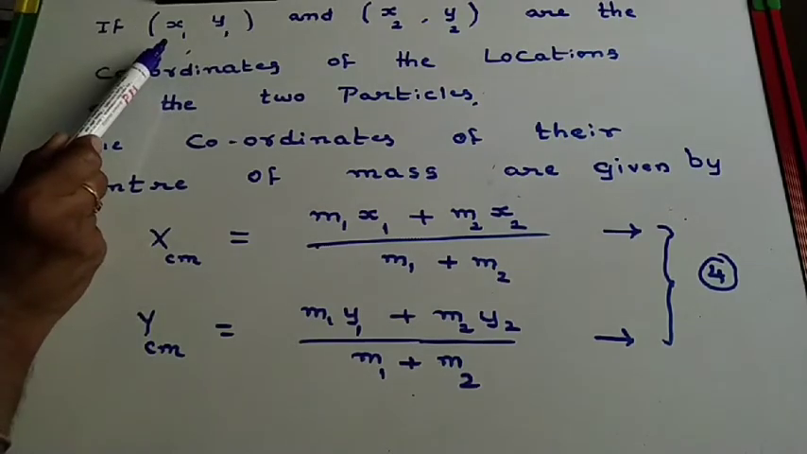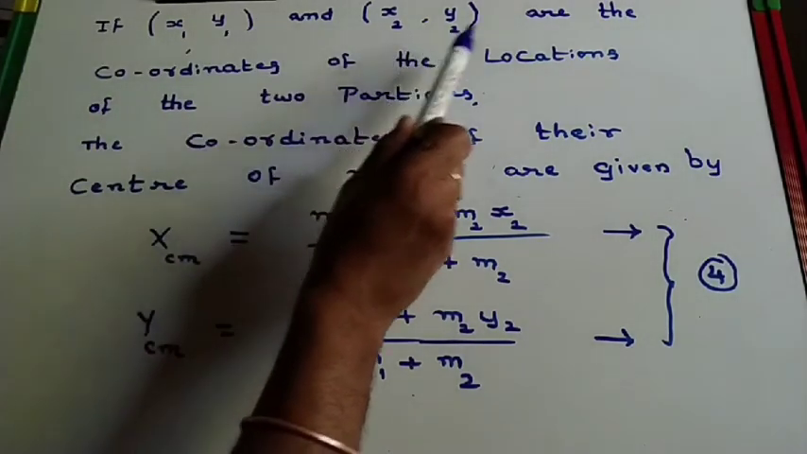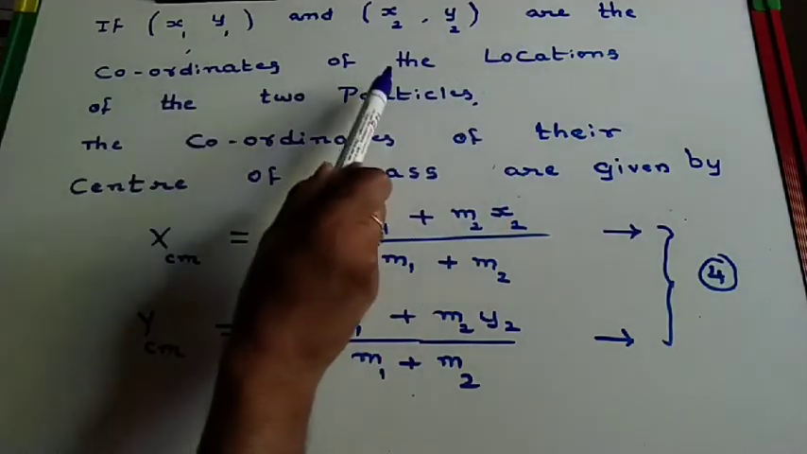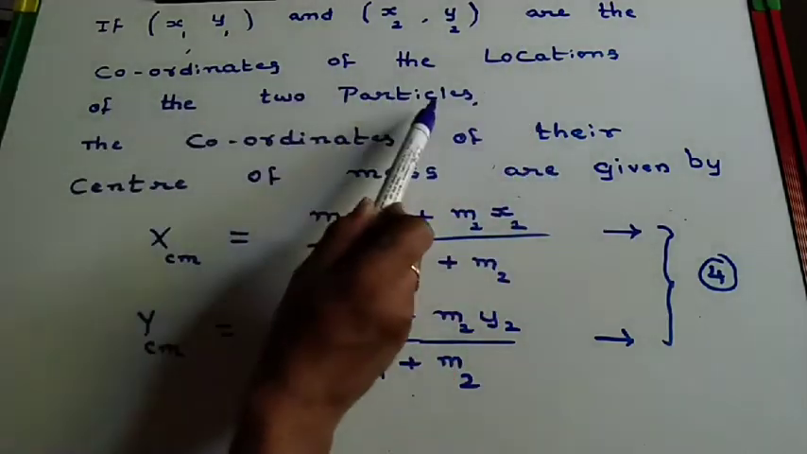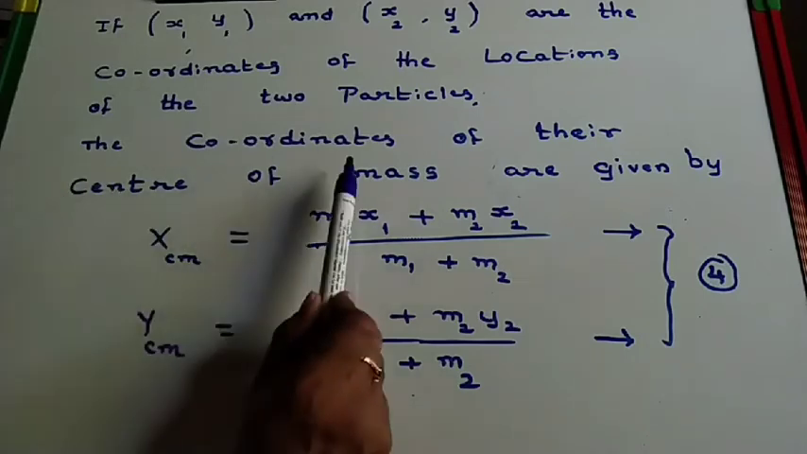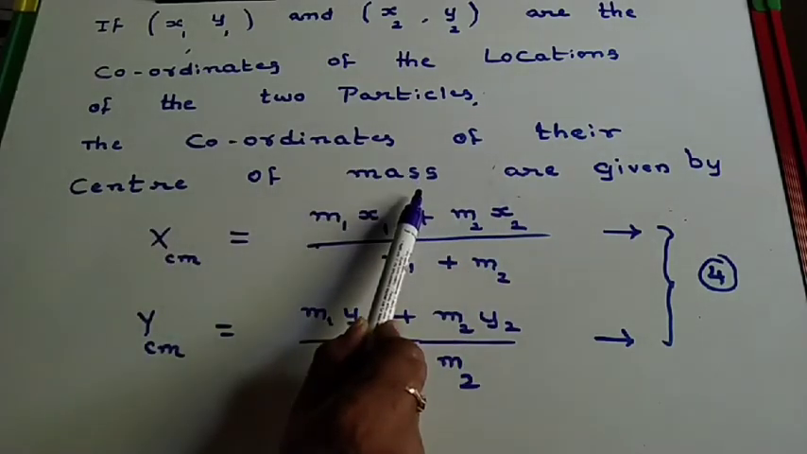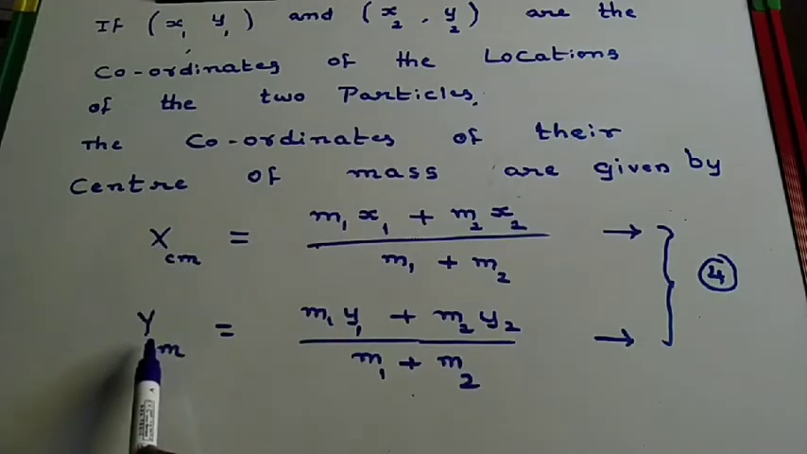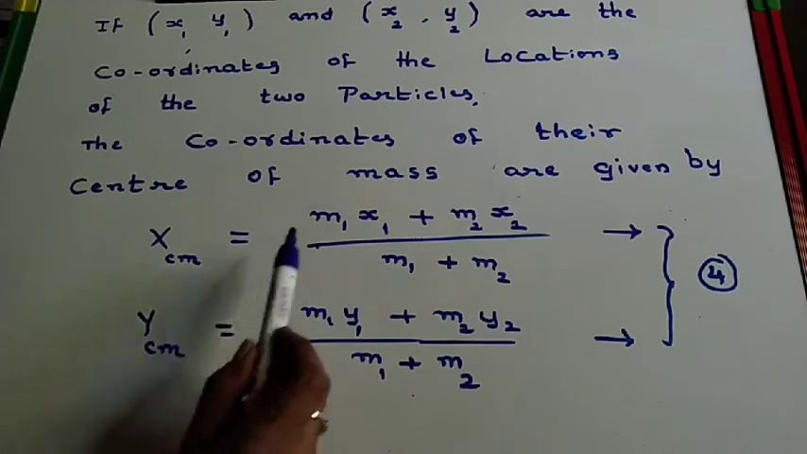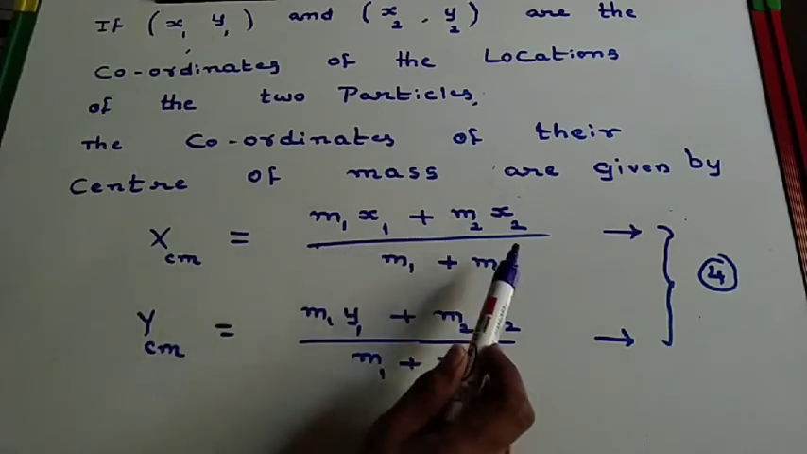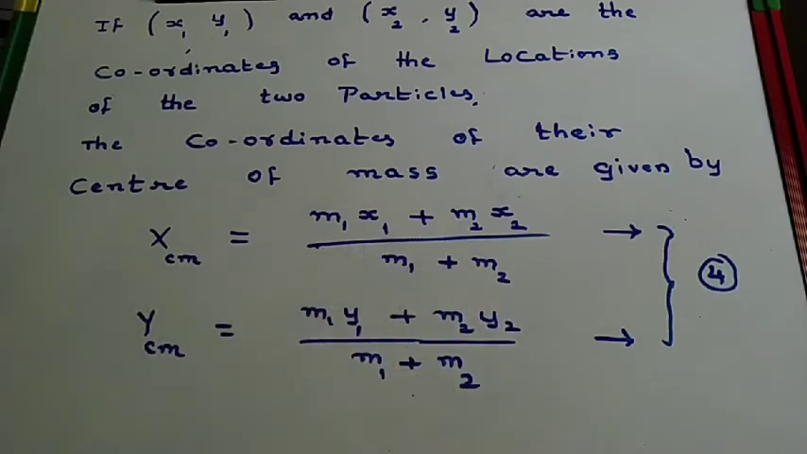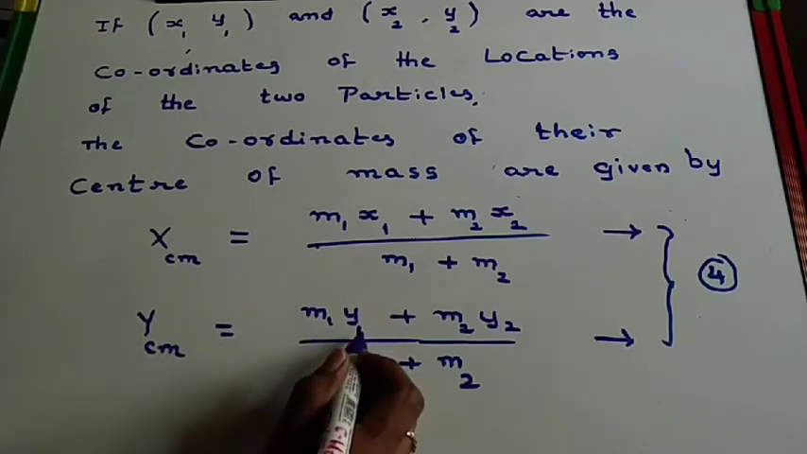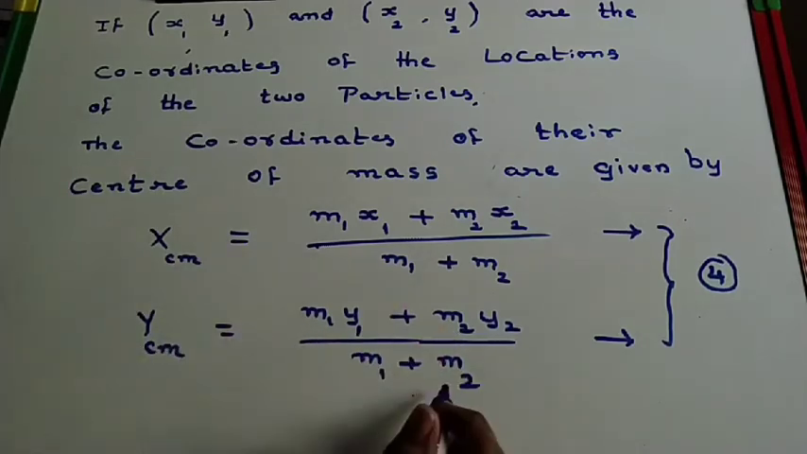If x1, y1 and x2, y2 are the coordinates of the locations of the two particles, the coordinates of their center of mass are given by xcm and ycm. Therefore xcm is equal to m1 x1 plus m2 x2 by m1 plus m2, and ycm is equal to m1 y1 plus m2 y2 by m1 plus m2. Consider this is equation number 4.